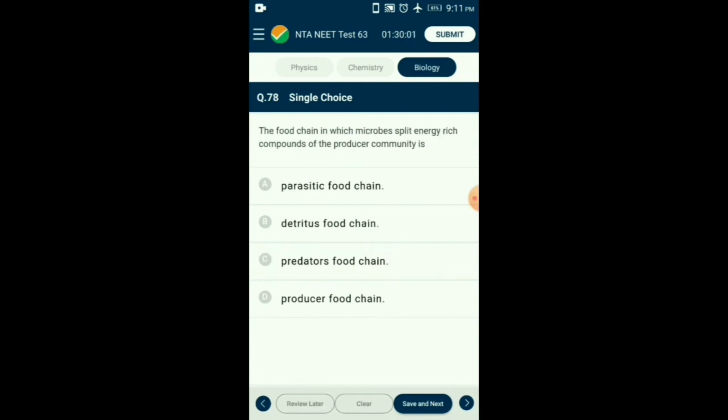Question number 78. The food chain in which microbes split energy-rich compounds of the producer community. Detritus food chain starts from dead organic matter acted upon by decomposers, which in turn are eaten by detritivore consumers, which are eaten by top consumers. So the answer is option B, detritus food chain.